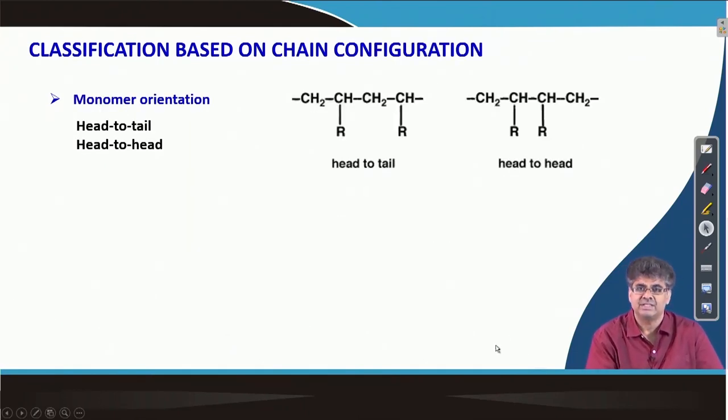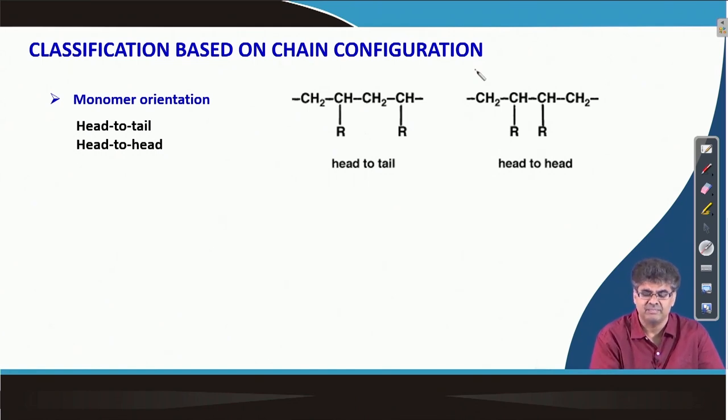Depending on the chain configuration, we can classify polymers in different ways, like in a polymer chain, how the monomer is oriented. It can be either head to tail or head to head. For example, in this case, if we call this the tail and this the head, then this is head and this is tail. So, basically it is a head to tail arrangement, but in this case it is head tail, head tail. So, in this case it is a head to head or tail to tail arrangement, whatever you can call it.